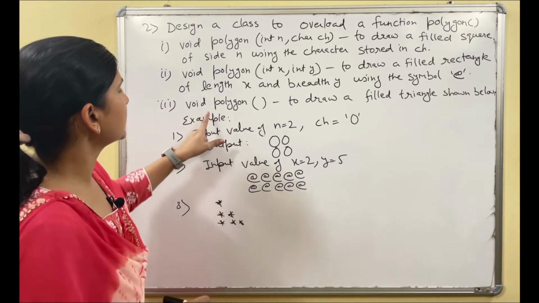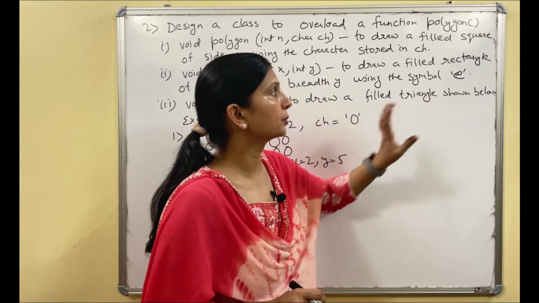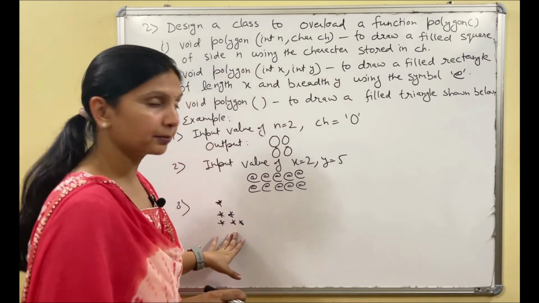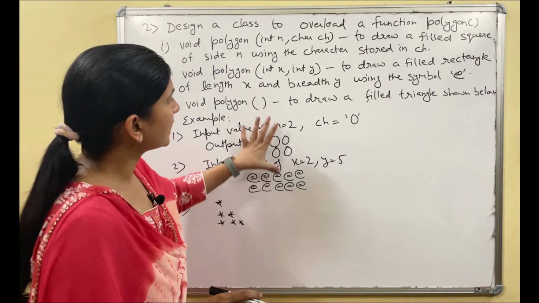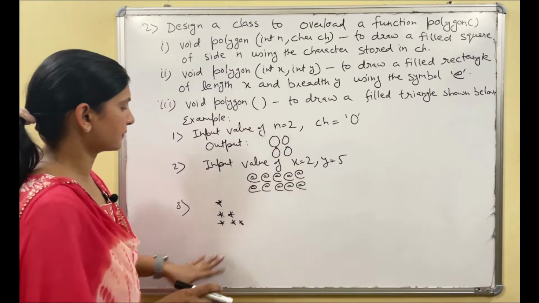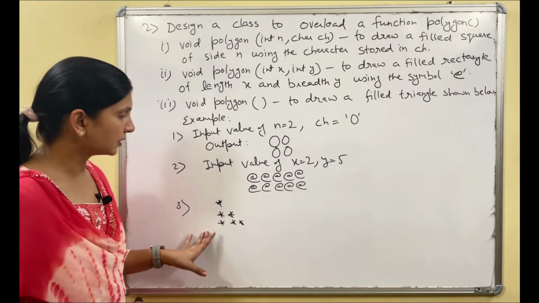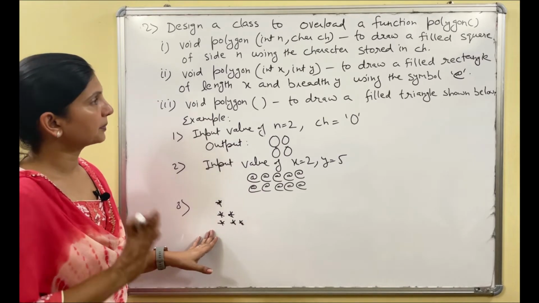Now the third one is void polygon to draw a filled triangle as shown below. Here it is written that whatever the example is given, you have to draw that only. These two are generalized, but here it is specific. So if 3 rows are there, you have to draw the 3 rows, and this is a filled triangle with 3 rows. One by one we will make it.